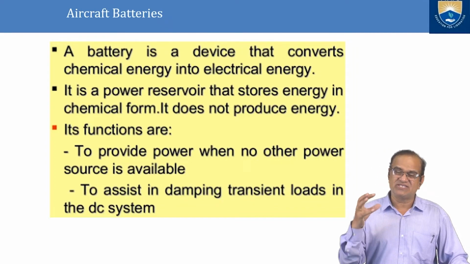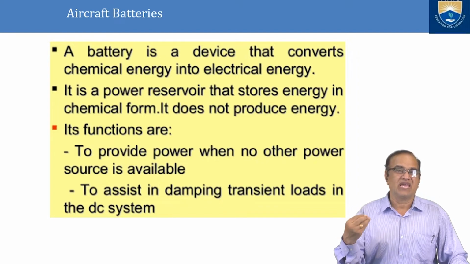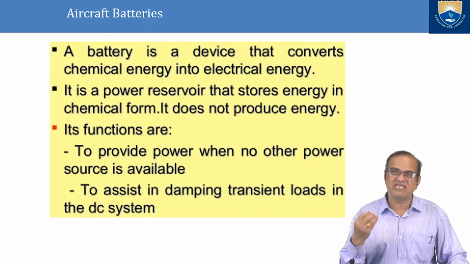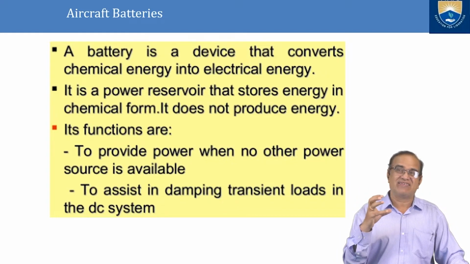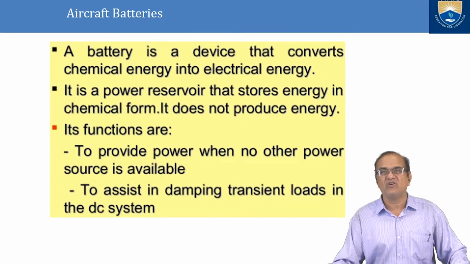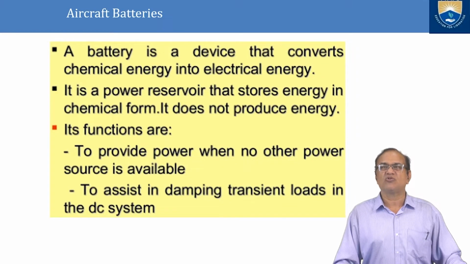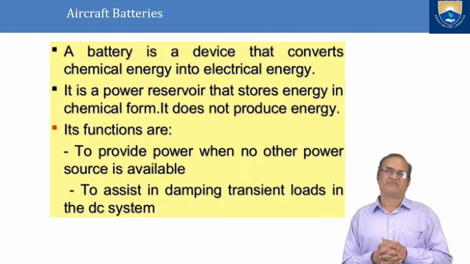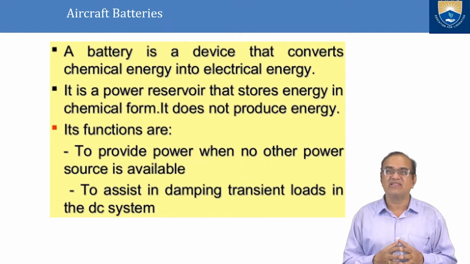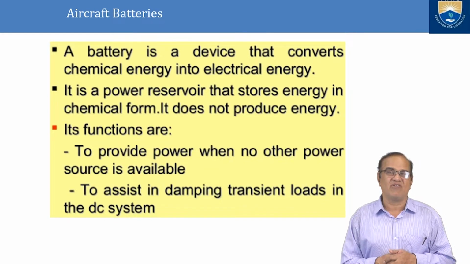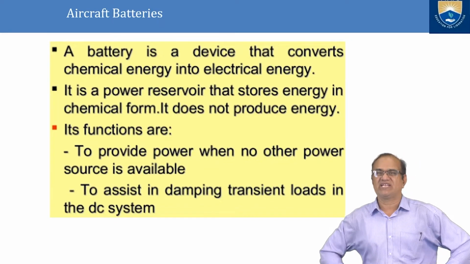There is a chemical inside, some water or some chemicals or some acids, and there are some materials. Those materials are chemical materials. The energy of those chemicals is converted into electrical energy. It is a power reservoir that stores energy in a chemical form. It does not produce energy. So it is a reservoir.